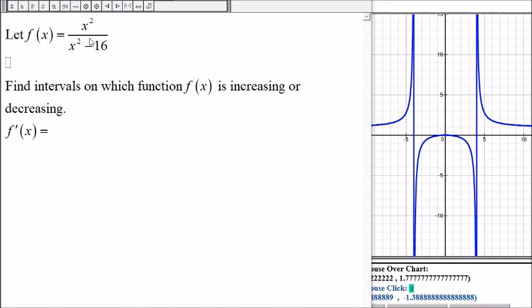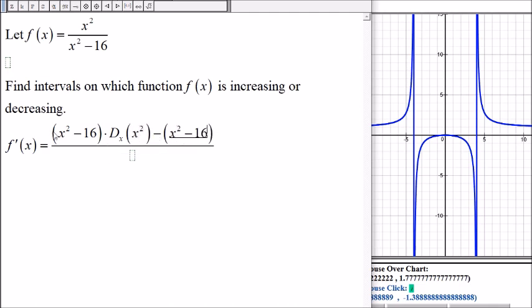Here we have a quotient, and so to find the derivative, we need to use the quotient rule. The quotient rule is the bottom times the derivative of the numerator, and then minus the numerator times the derivative of the denominator, and then over the denominator squared.